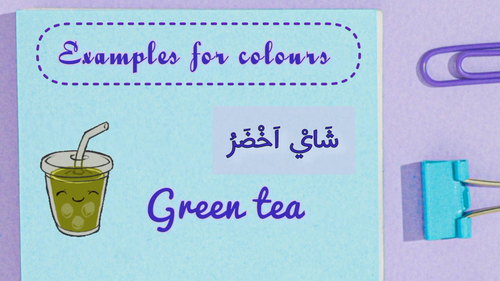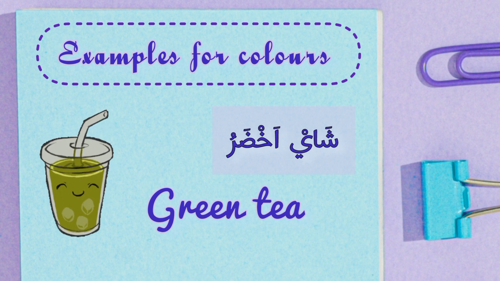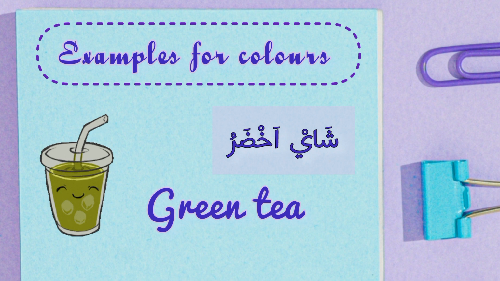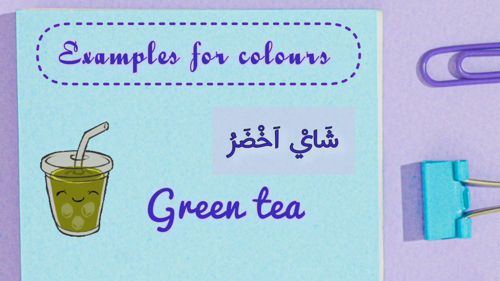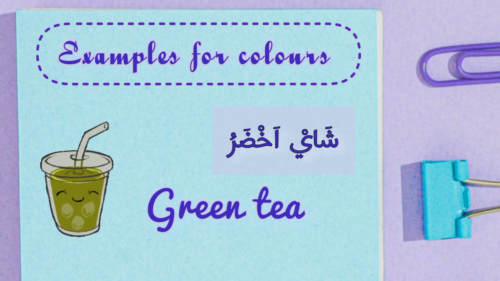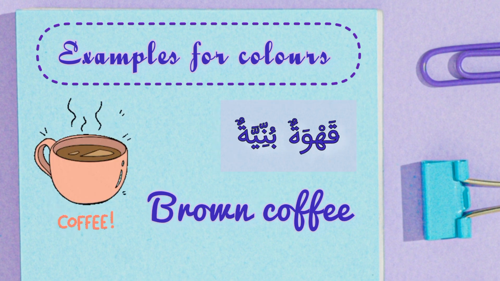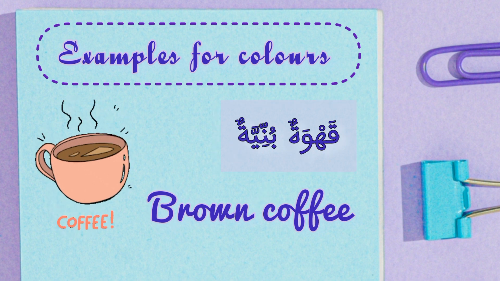Another example is green tea. In Arabic, tea is known as shai, which is in masculine form, so its describing color will be also in masculine form, which is known as akhdar. Shai akhdar. The next example is brown coffee.